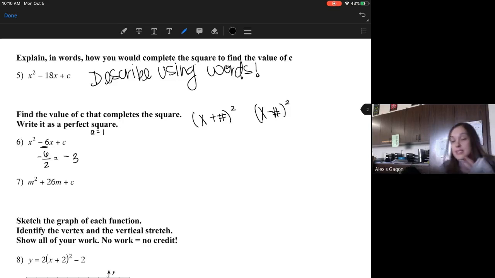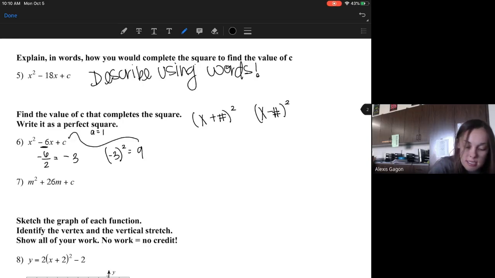But that's not what C is. We're going to take that -3 now, and we're going to square it. So we're going to take -3 and square it, which is 9. So that is what C equals. So C equals 9, which is the first part of this question.